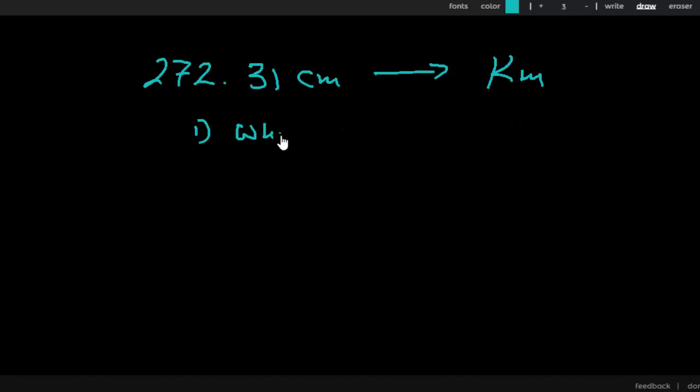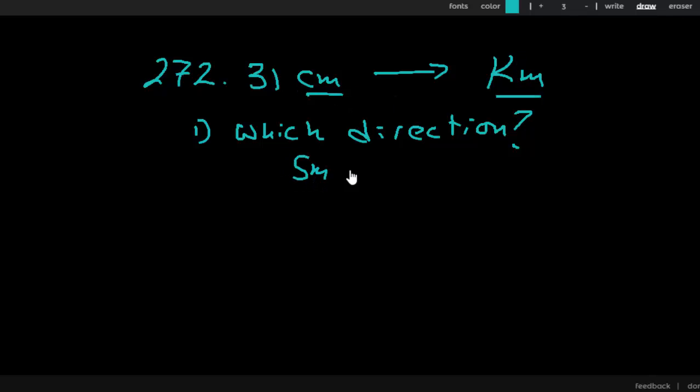Let's take another one. Now this time we'll go the other way. So we'll do 272.31 centimeters, and we're going to convert that into kilometers. Okay? So again, let's ask the questions. First question is, which direction do I have to move the decimal point? And again, we're going to look at the units. I'm going from centimeters to kilometers. Smaller, that's bigger. Small to large. Small to large means I move the decimal point to the left.